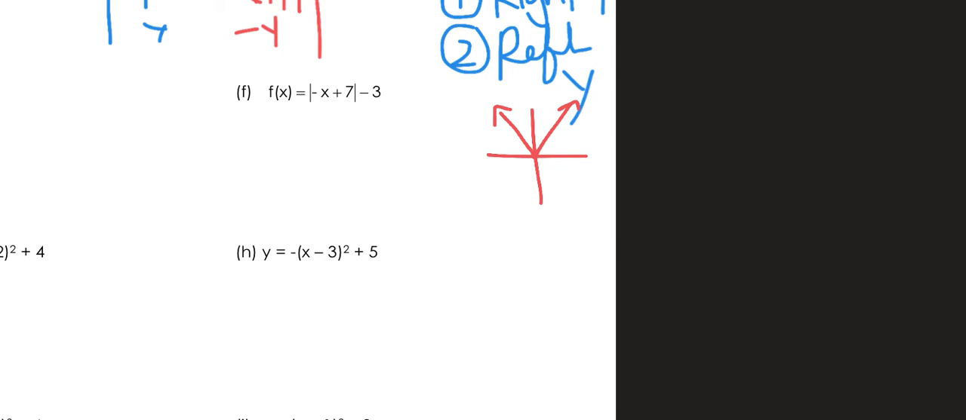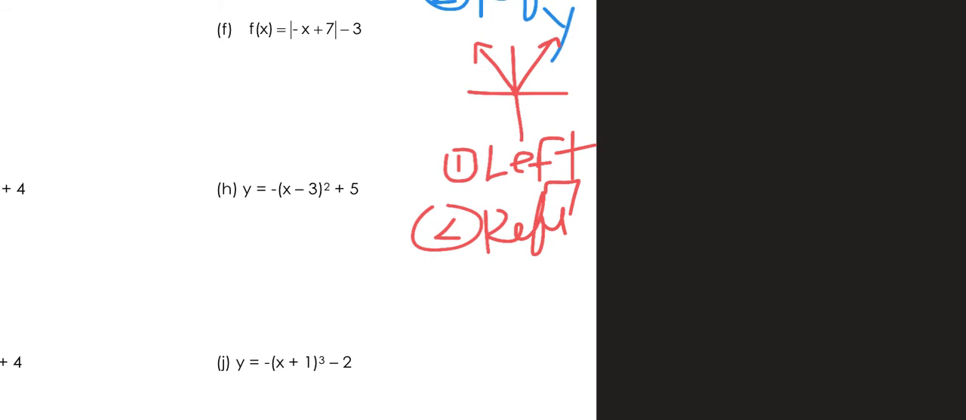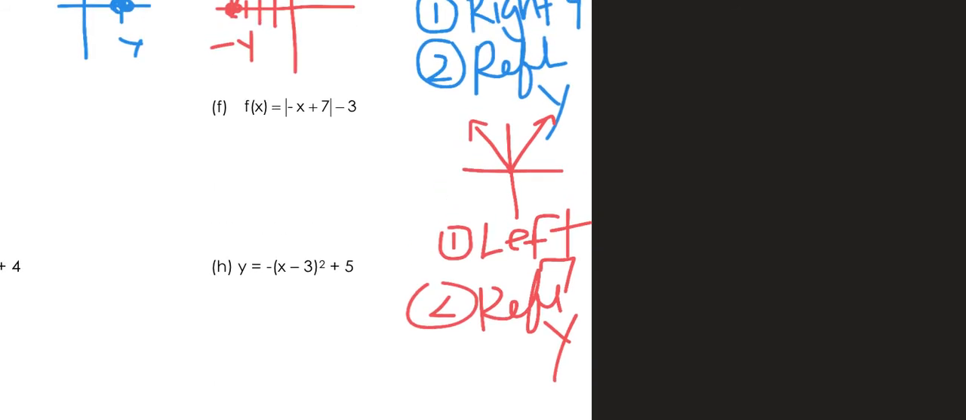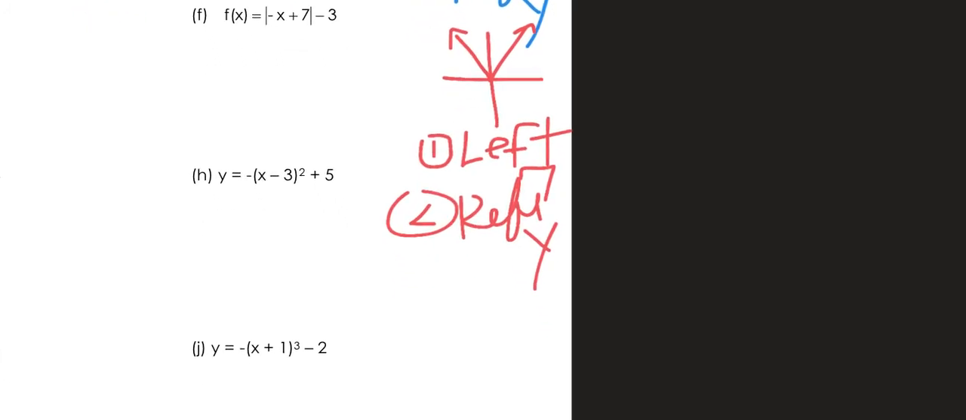Okay, what has to go first? Horizontal movement has to go first. This guy is moving left 7. Again, we have a reflection. And again, the reflection is over y because that negative is on the inside. It is also moving down 3. That -3 is on the outside, so that's what tells me it's a vertical movement. We should always be doing the vertical movement last.